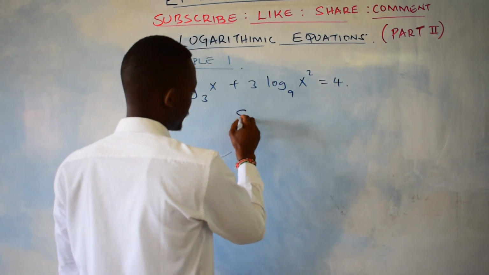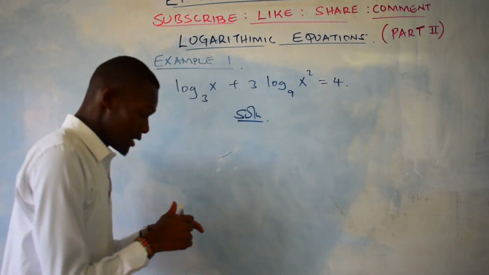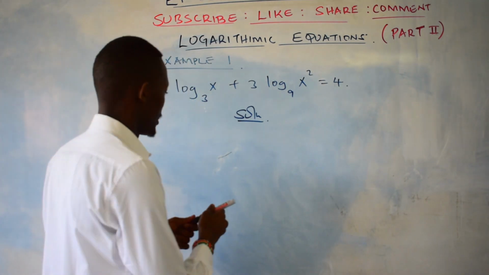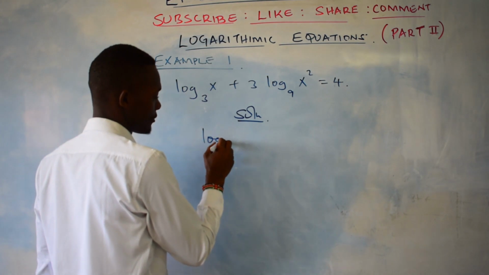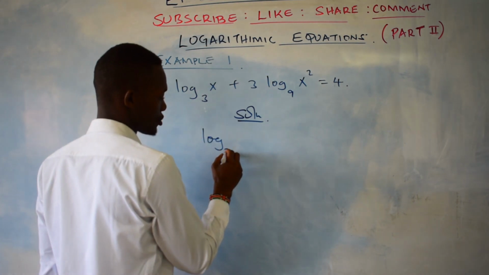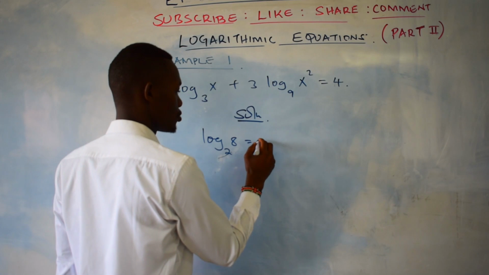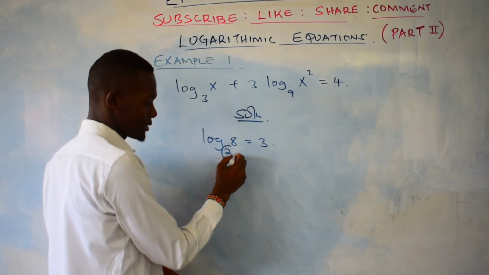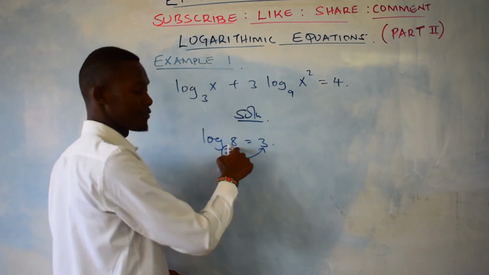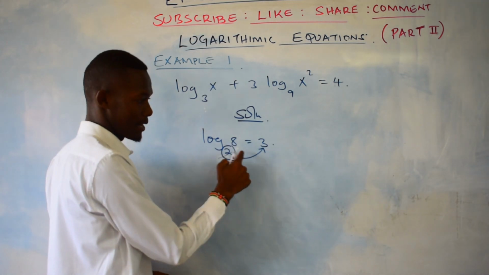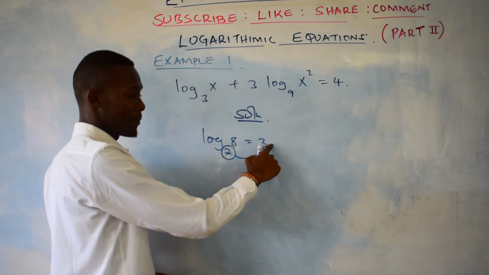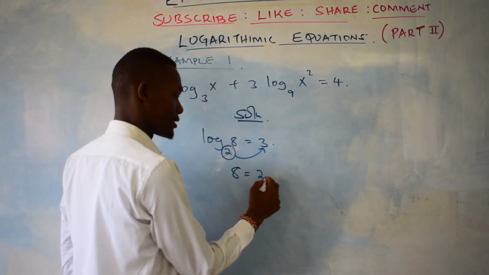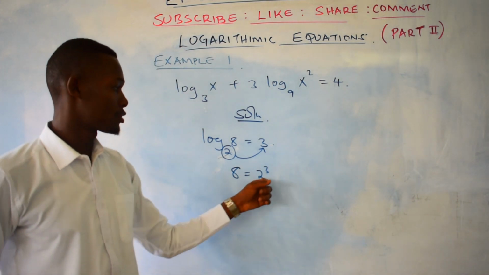Now let's take the solution. From the introduction of logarithms, there's something we noted. If you have the log of 8 to base 2 equals 3, this base raised to this power gives you this number. And you can confirm that 8 is the same as 2 cubed.